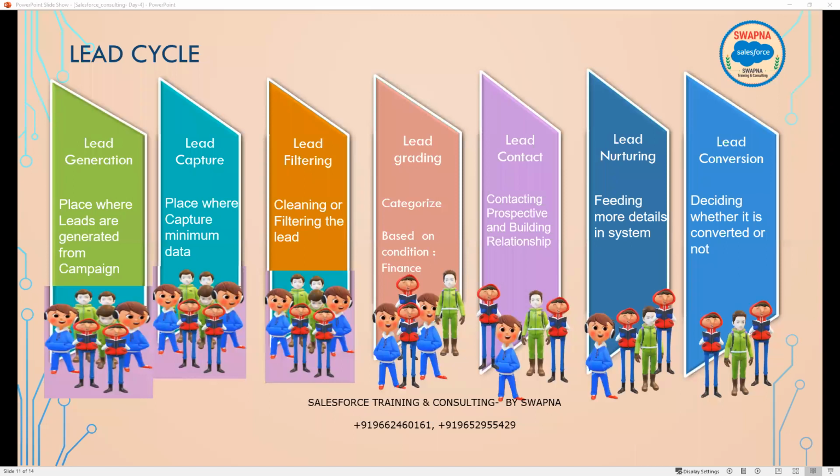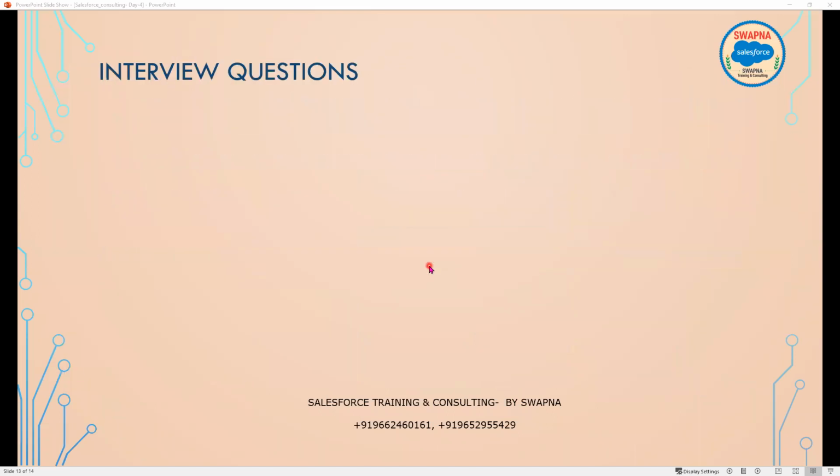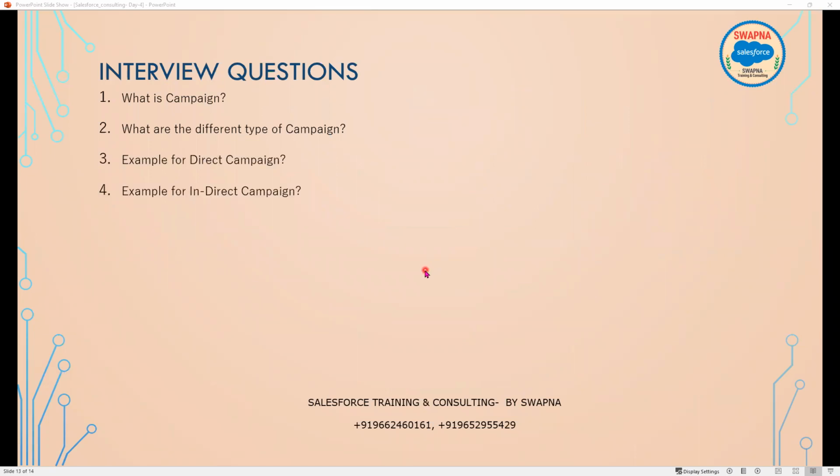Now let's move on. I'll repeat this slide tomorrow also. Now let's go ahead and see the questions. What is a campaign? What are the different types of campaigns? Give an example of a direct campaign and an example of an indirect campaign. What are the navigation steps to create a campaign? What information should be provided while creating the campaign?